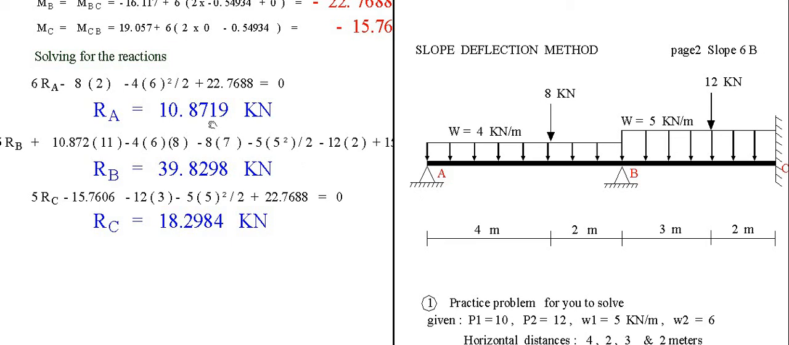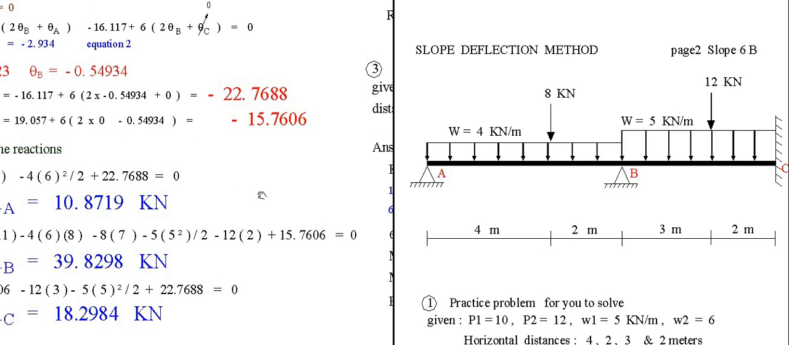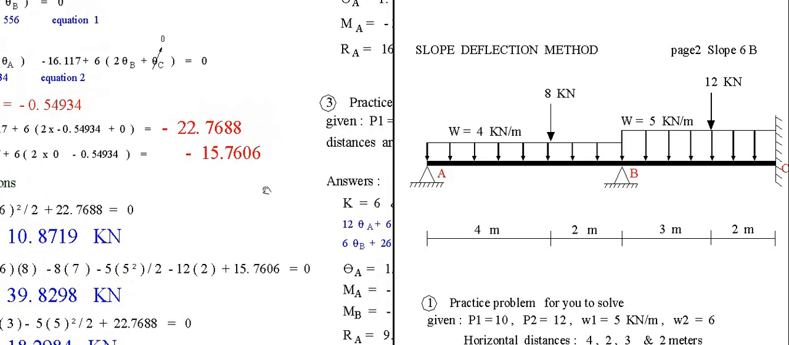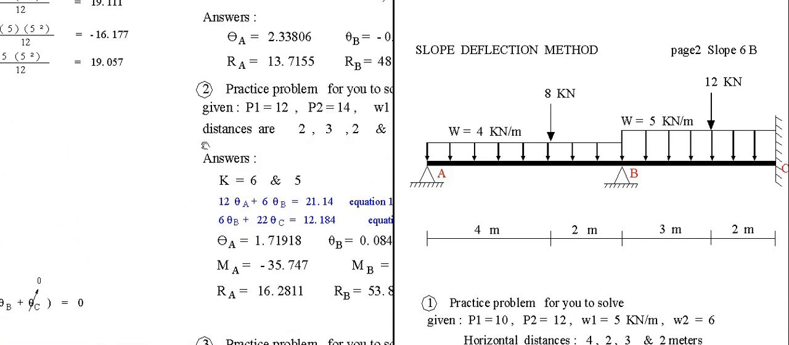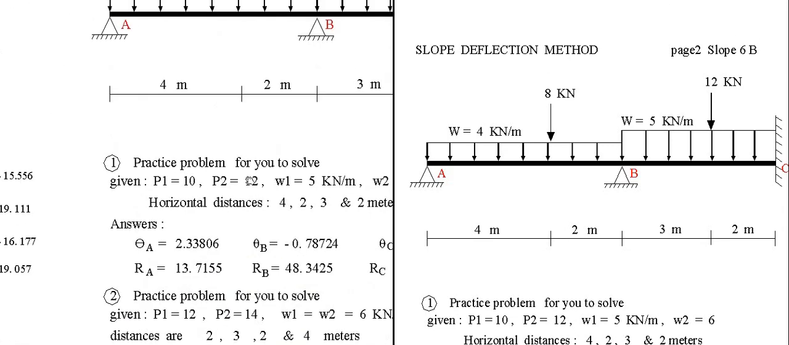We have now the three unknown reactions. If you add these three, this will sum up all the forces above. The external load is equal to these three reactions. Now, if we have these three reaction forces, we can draw the shear and moment diagram.